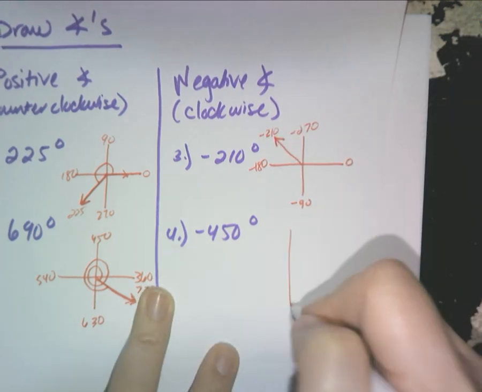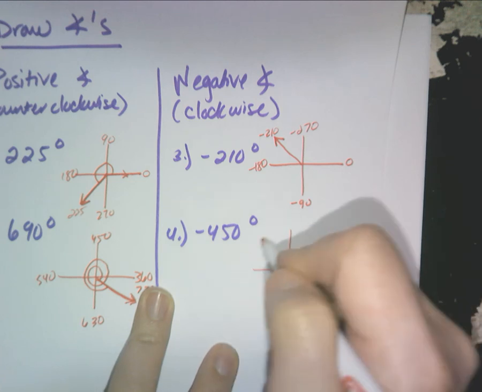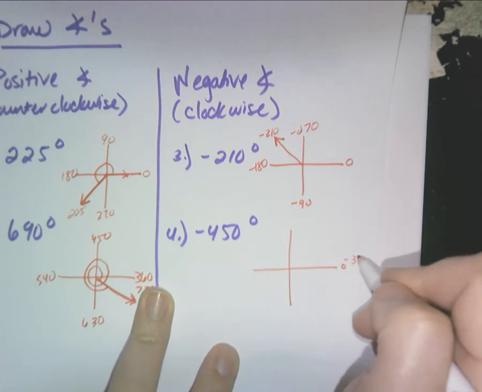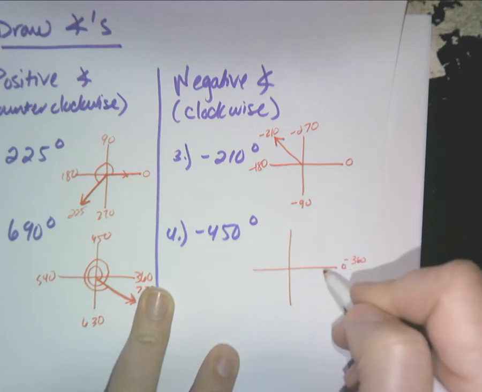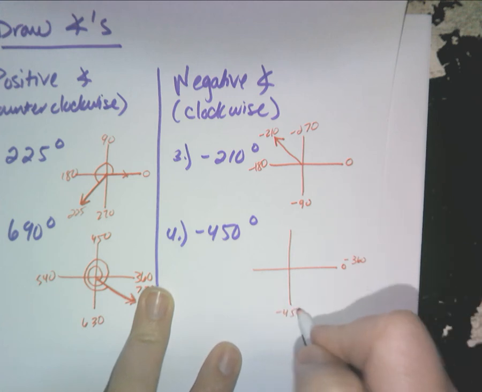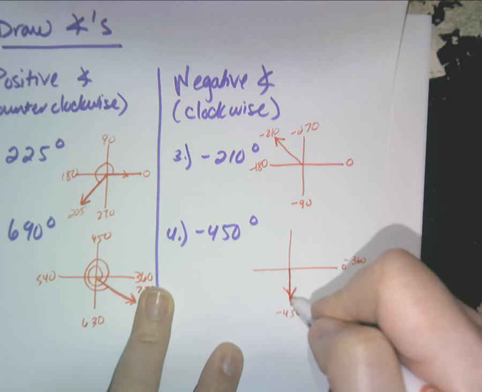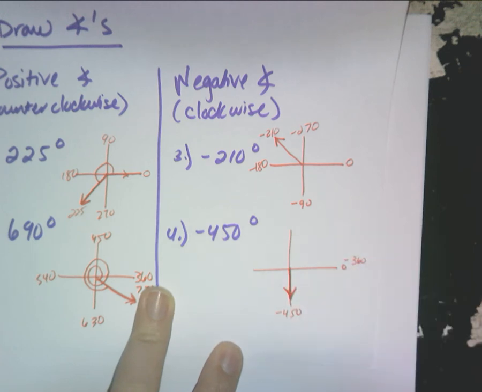All right, negative 450. So again, 0. One time around would be negative 360. Agreed? Then if I add another 90, now I'm at negative 450. So what do I do to draw that? You actually land on the axis itself.